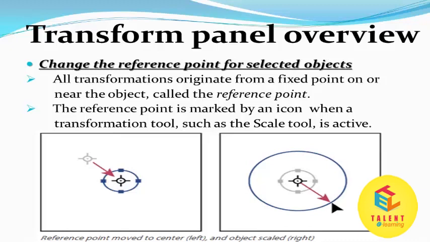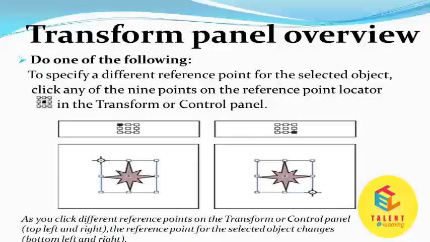This is an example of the reference point. In the left-side object, the reference point moves to the center, and in the right-side object, the object is scaled. To specify a different reference point for the selected object, click any of the 9 points on the reference point locator in the Transform or Control panel.